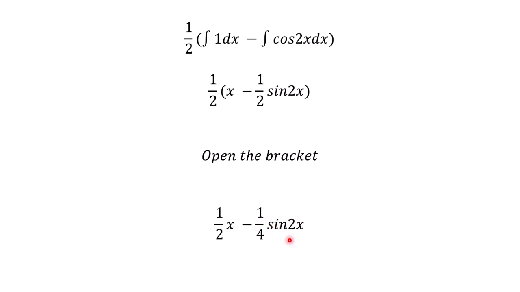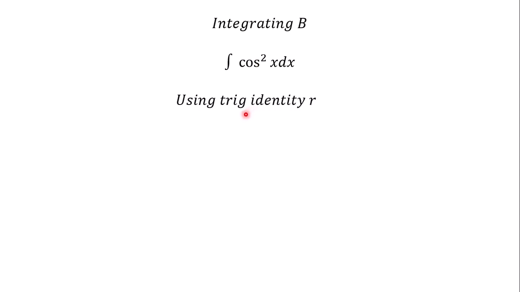So let's look at integration B. Now let's write the question for B. Here we are going to replace this one with a double angle formula under trig identity, that is half plus half cos 2x. Now let's write half plus half cos 2x dx.